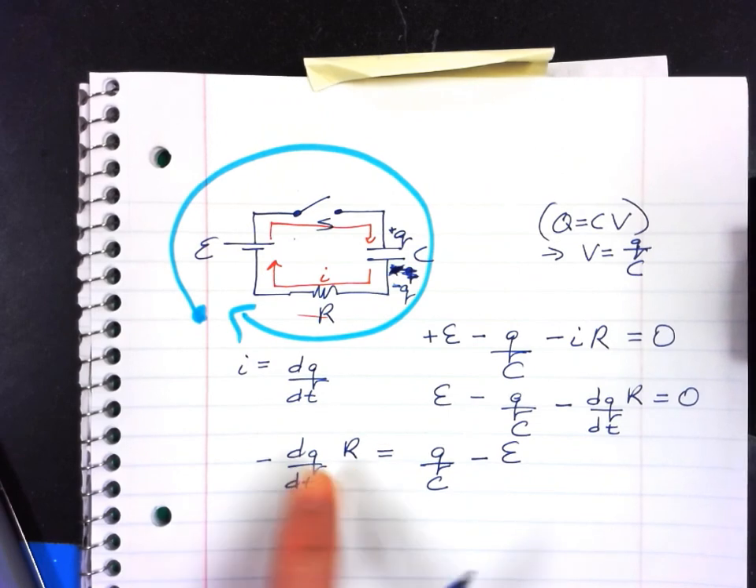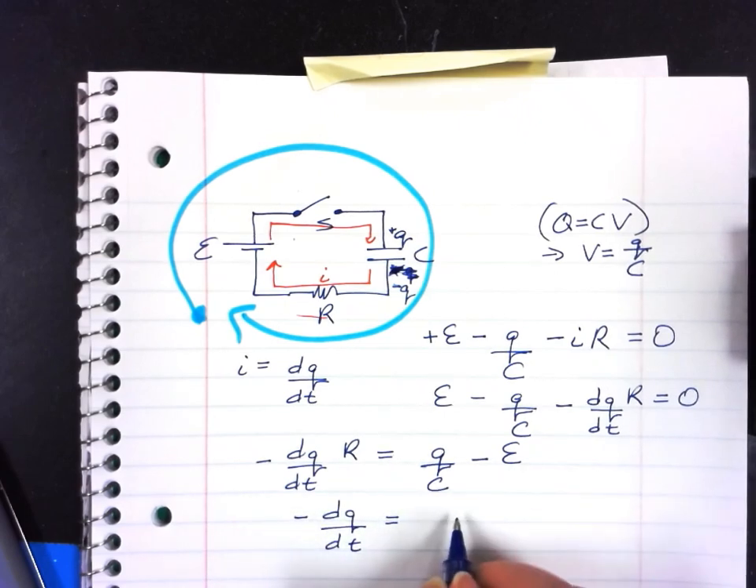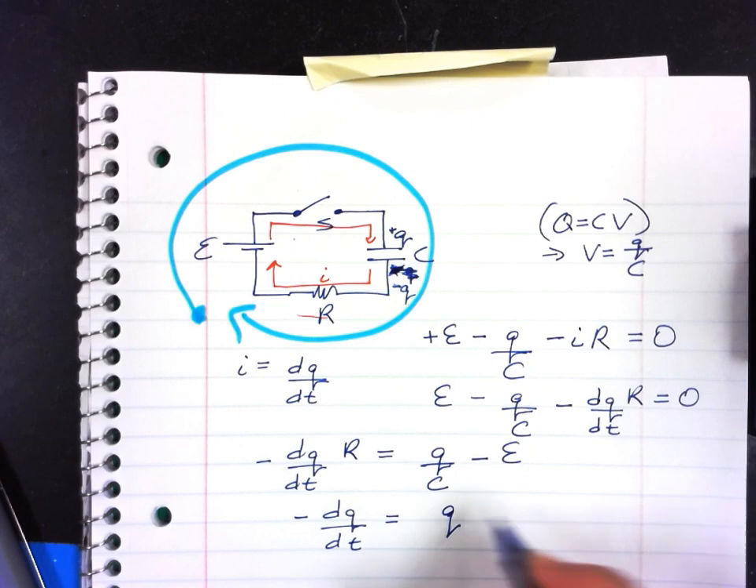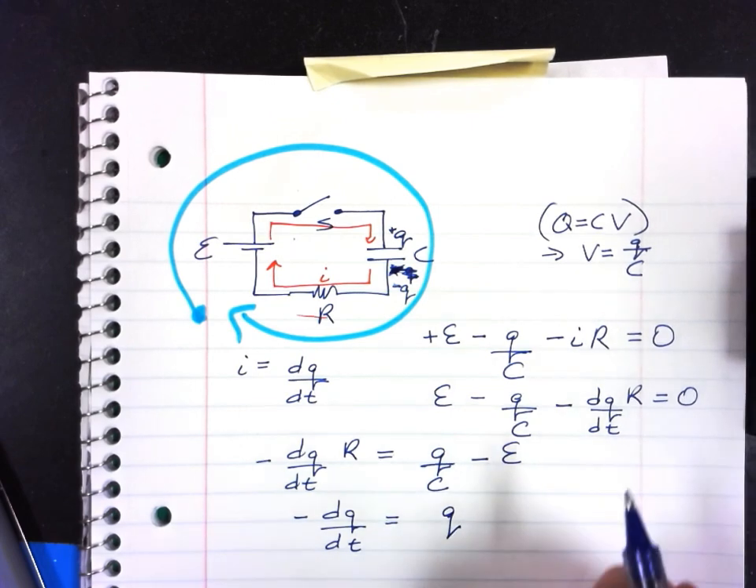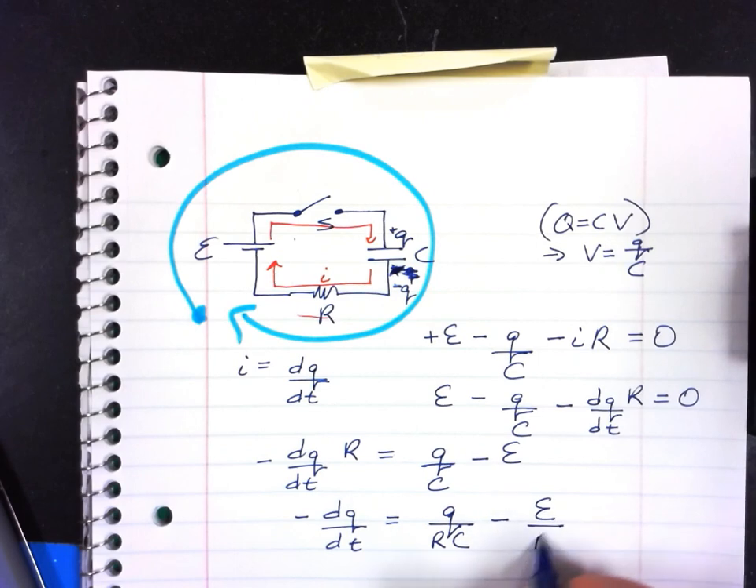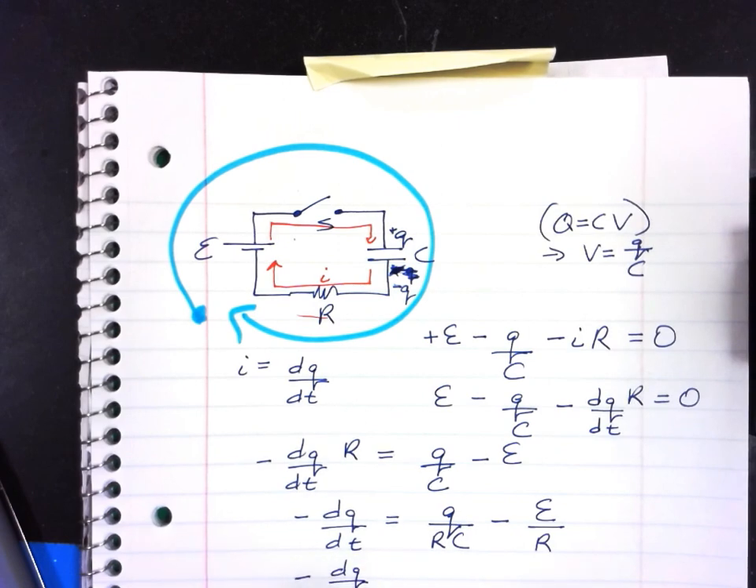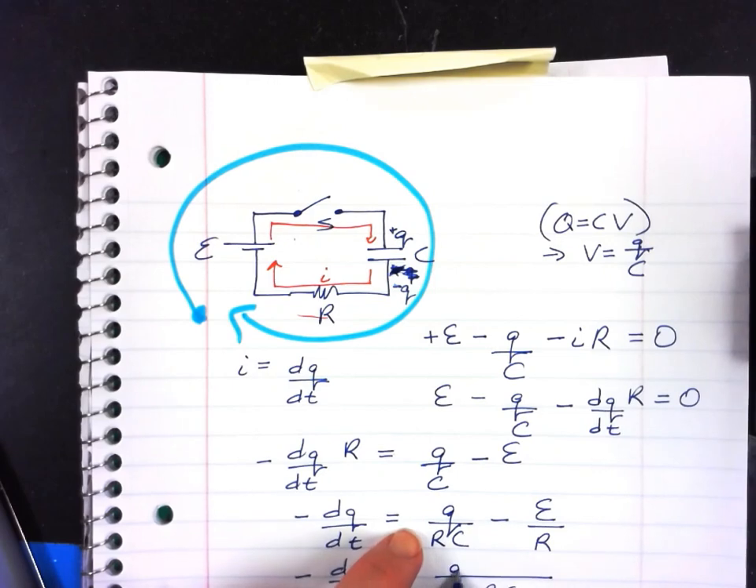Now I want to get rid of R. I'm going to divide. Negative dQ dt equals Q over RC minus EMF over R. Now, I need that to be one thing. So if I do common denominator of RC, then this is already over RC minus, I need to multiply this by C.